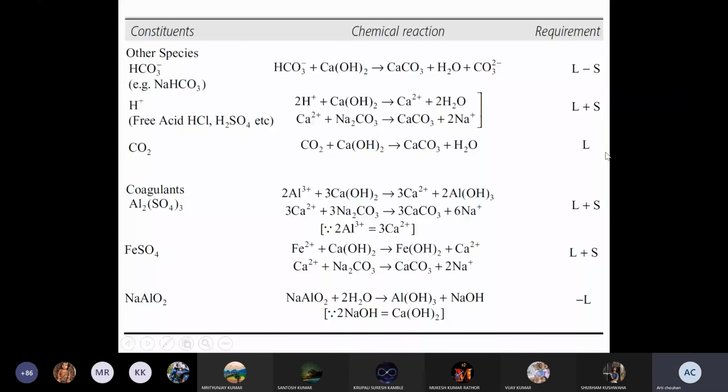During the lime and soda process, you may have added some coagulants. If these coagulants are present inside that water sample, they may also have some reactions with the lime and soda. So let's discuss first aluminium sulfate. Aluminium sulfate reacts with calcium hydroxide and will give calcium sulfate and aluminium hydroxide.